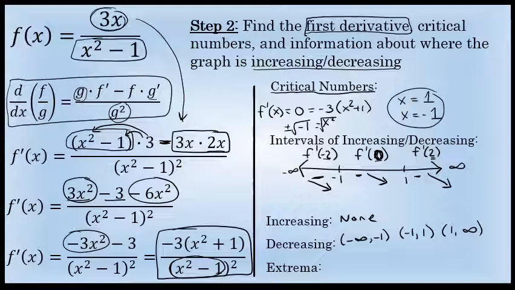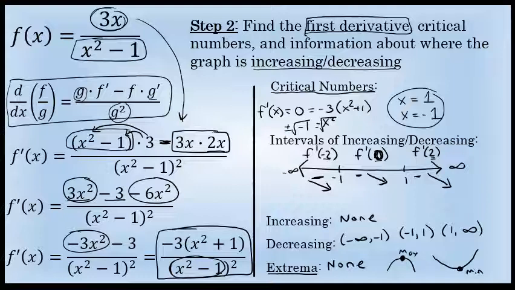Extrema are relative max and relative min values, and this function does not have any. Extrema would be points where the graph changes from increasing to decreasing, like this. This would be a relative max value, and a relative min value would be a point where the graph changes from decreasing to increasing, like this. This would be a relative min. This function does not have any of those.